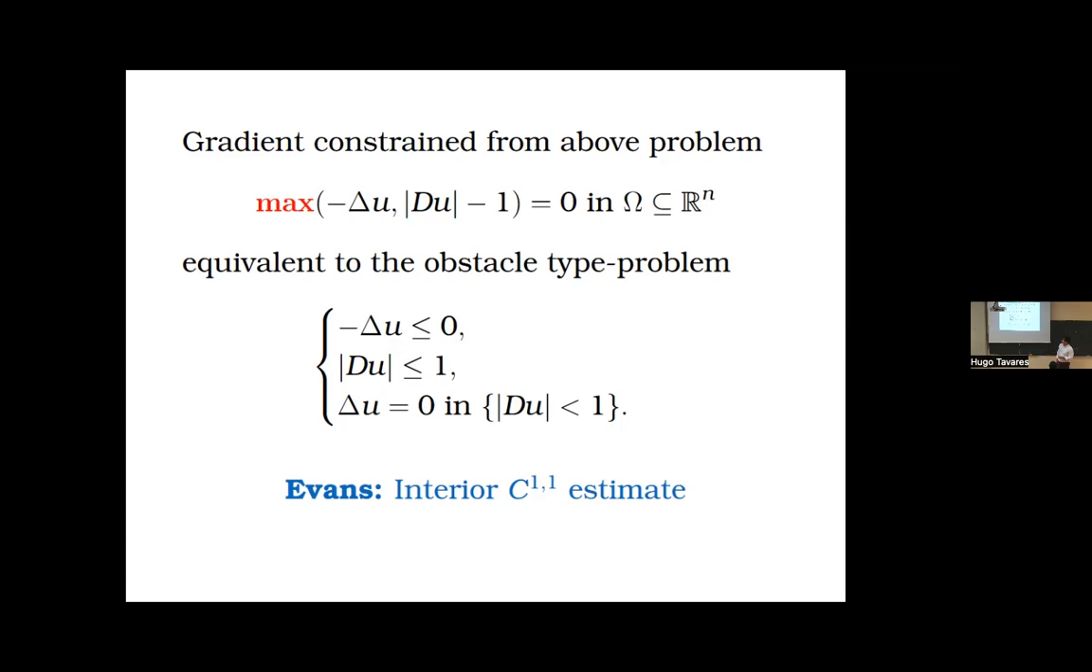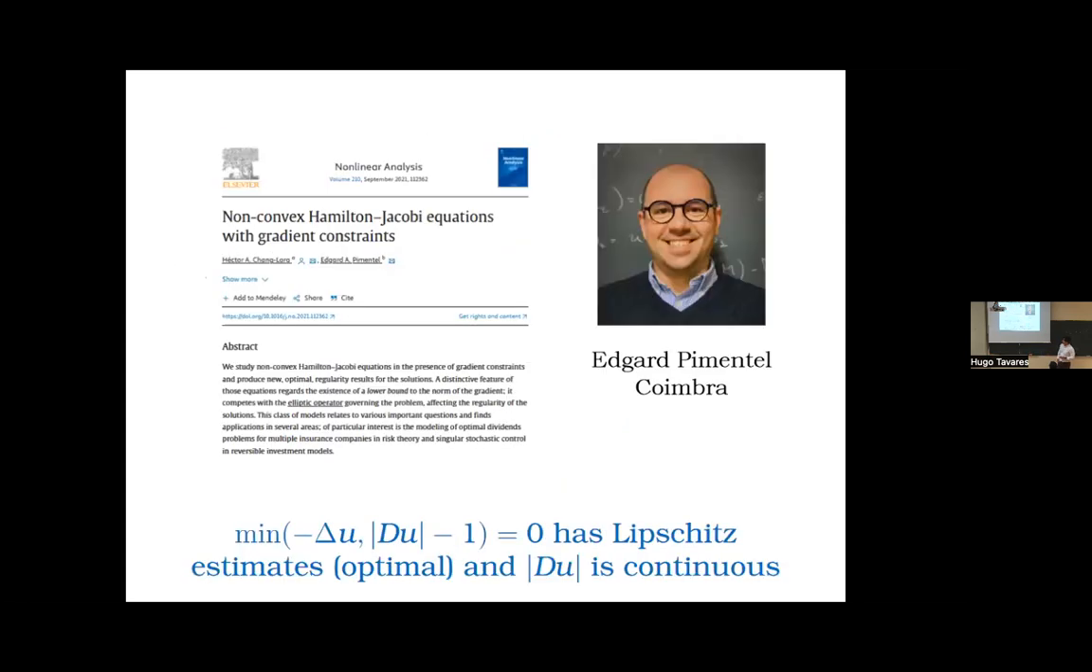So what we did with Héctor was to show that solutions of these equations are not only Hölder continuous, as we knew from Imbert and Silvestre, but they are actually Lipschitz. And this is an optimal estimate. We can find solutions that are just Lipschitz. There is no more regularity on the gradient. And more interesting for us is that the gradient of u may be discontinuous, but the length of the gradient of u is a continuous function.